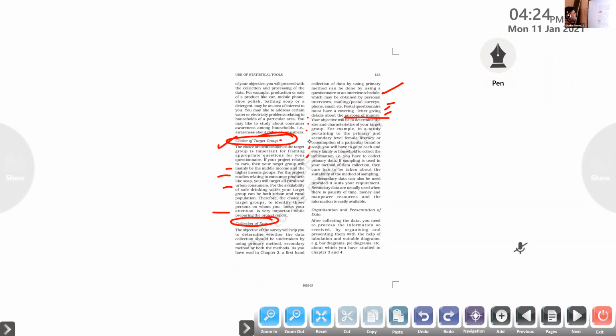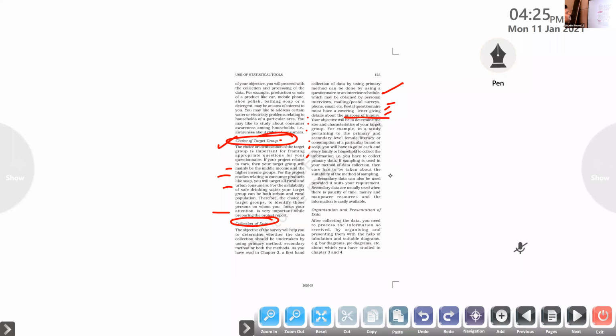Okay, you have to collect primary data. If sampling is used in your method of data collection, then care has to be taken about the suitability of the method of sampling. Secondary data can also be used, provided it suits your requirement. Secondary data are usually used when there is a paucity of time, money and manpower resources, and the information is easily available. Secondary data sets we can also use there, magazine, newspaper, or published data sets. Basically we are preferring the primary one because we have time with us, we have money with us, we have manpower resources.